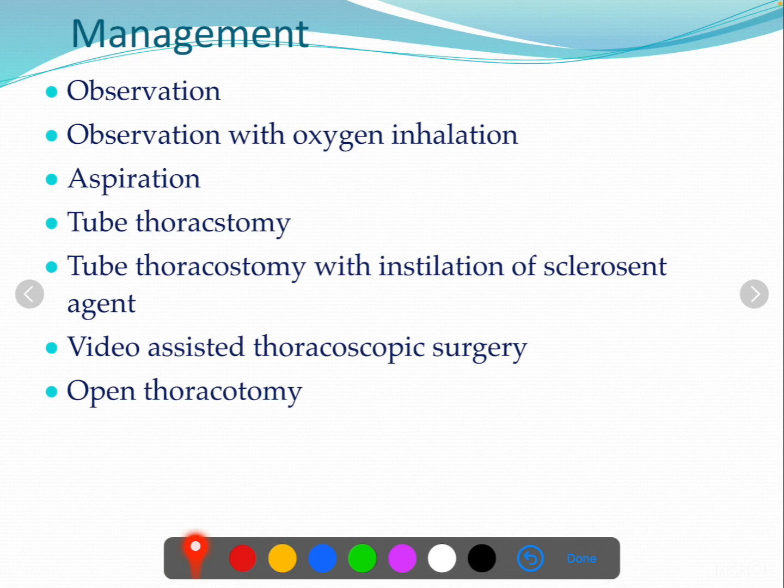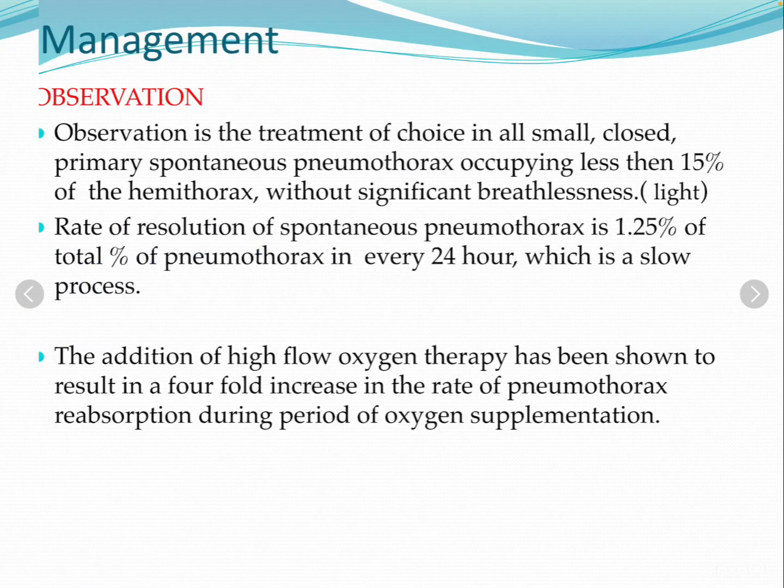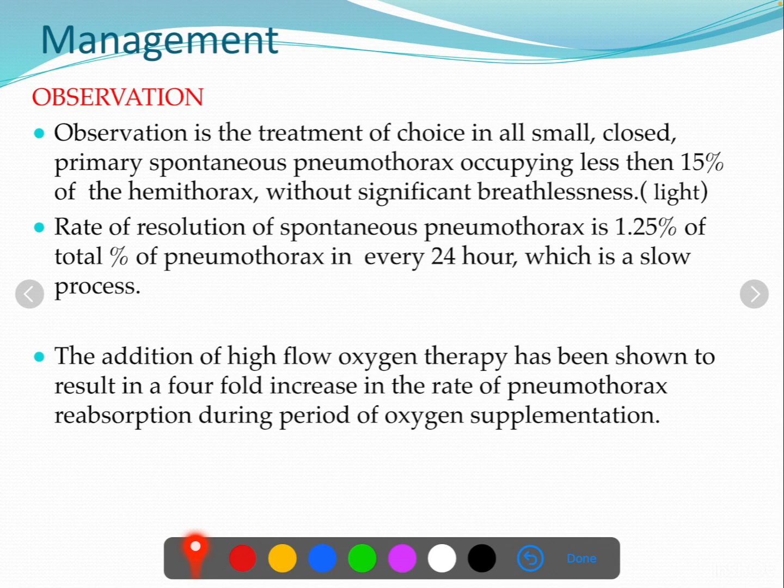So how will we manage a patient with pneumothorax? The first thing is observation, then observation with oxygen inhalation, then aspiration, or tube thoracostomy we can do, or tube thoracostomy with instillation of sclerosant agent, or video assisted thoracoscopic surgery, or open thoracotomy can be done. So there are multiple ways to manage pneumothorax. First thing is observation.